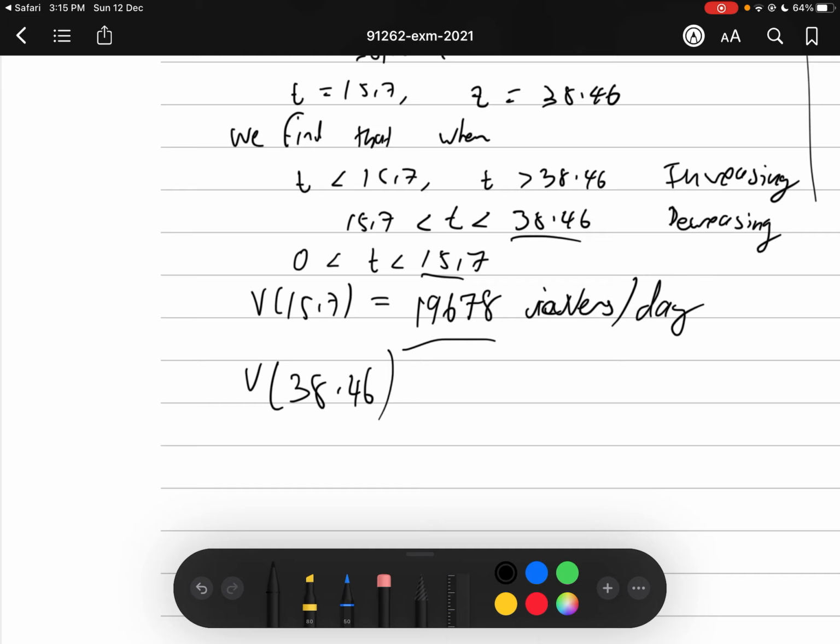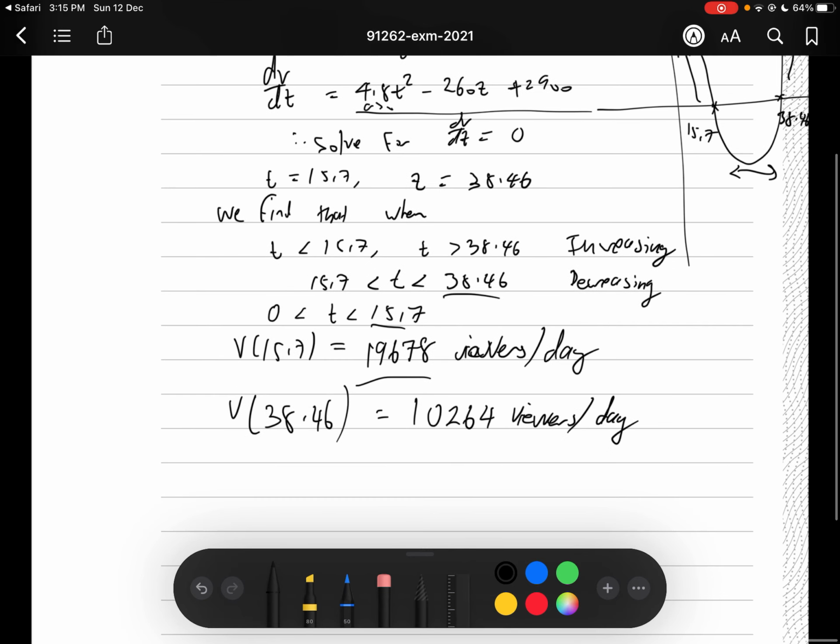So what comes next is substituting V at 38.46. If you do that, you should get a viewership of 10,264 viewers per day. Now we can clearly see that after 38.46 it's increasing, so this cannot drop below 10,264 viewers per day. Therefore this viewership will never drop below 10,000 viewers per day, and we can use that in our analysis.